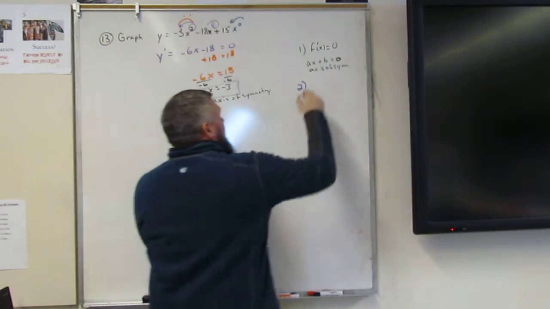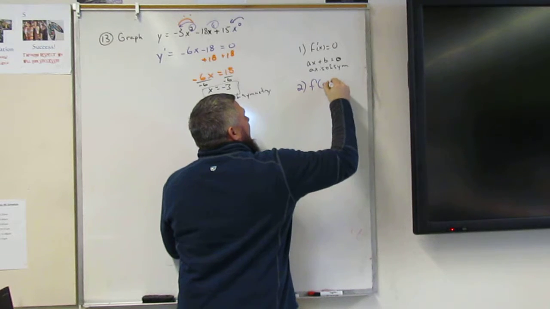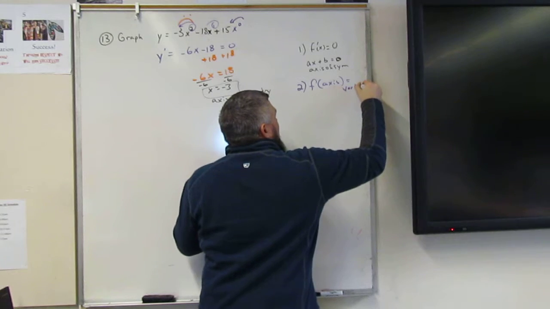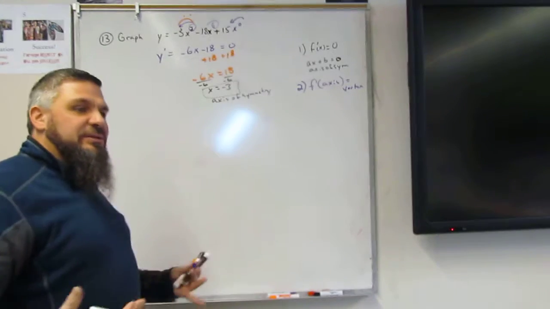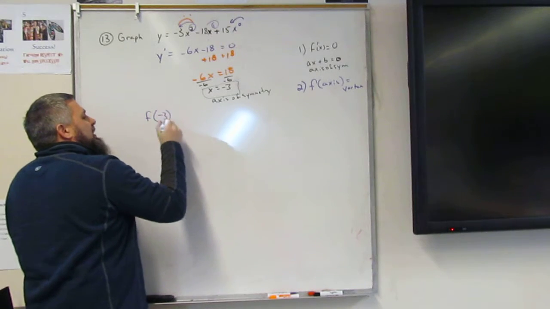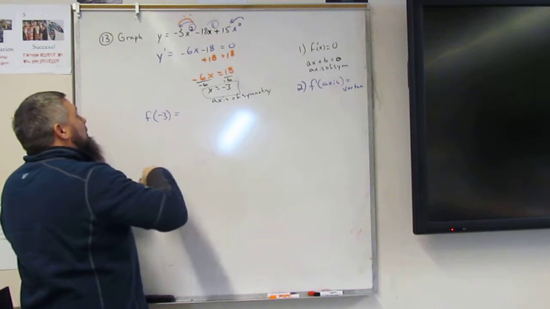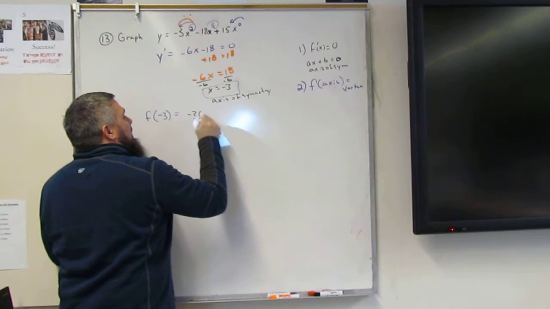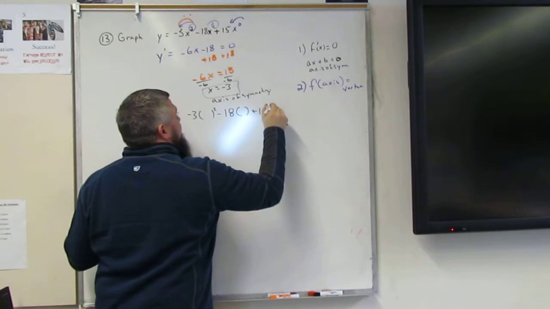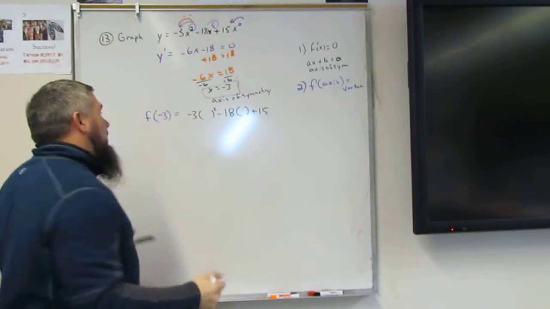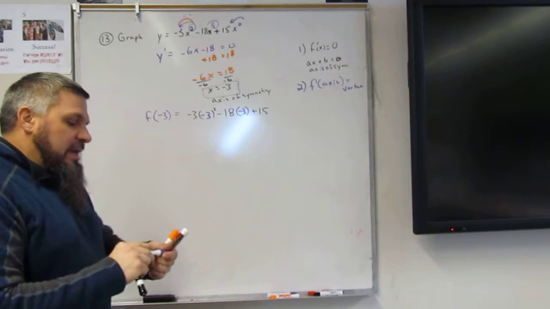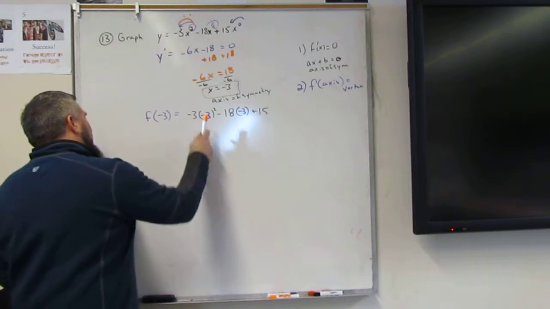Yeah, you just put the x in. So it's f of the axis, and that equals the vertex. When you're done plugging it in, you're going to get the vertex. So I take f of negative 3 and I plug it in. So I have negative x squared minus 18x plus 15, and then I plug in the negative 3. And then I deal with it. Negative 3 squared?